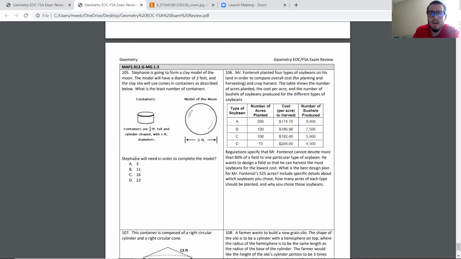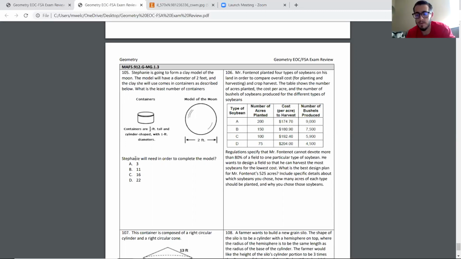It's asking, here's a table that shows acres and cost and number of bushels, and it says Mr. Fontenot cannot do more than 80% of a field to one particular type, but he wants to design a field so that he can harvest the most soybeans for the lowest cost. So basically, in order to do this question, you have to figure out which soybeans cost the least per bushel. You want to get the most out of your harvest.